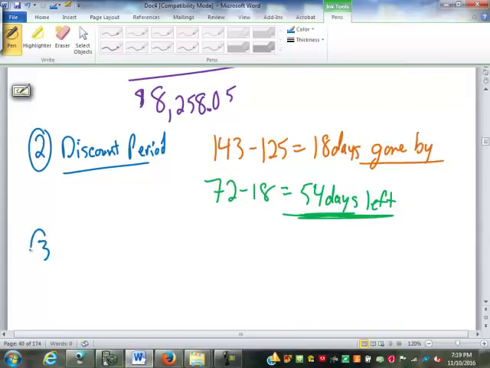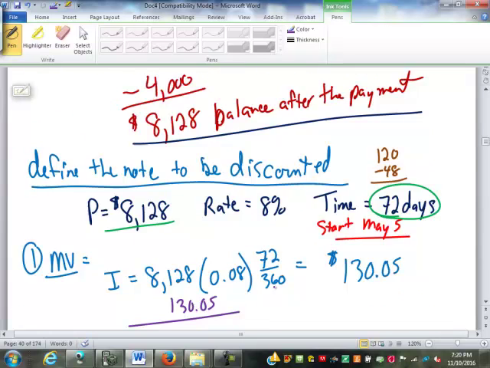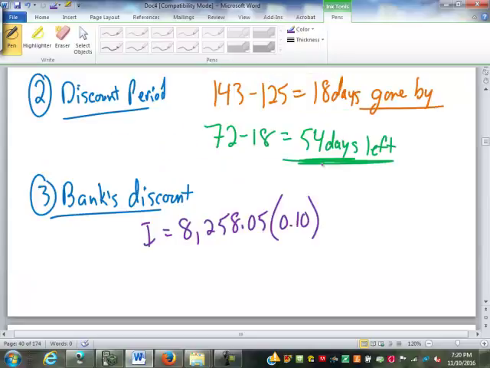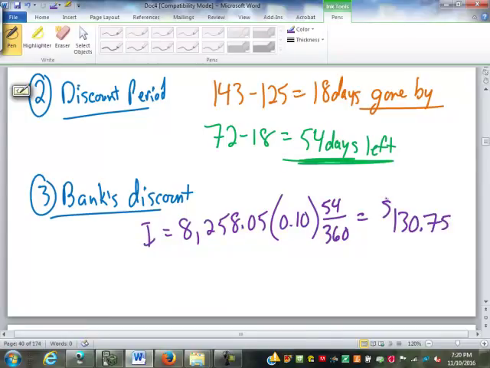The bank's discount. The bank's discount is found by taking the 8,258.05 times, what was the bank's discount rate? 10%. Good. I was nice about something. Times 54 days left over 360. Gives us a discount of $130.75.